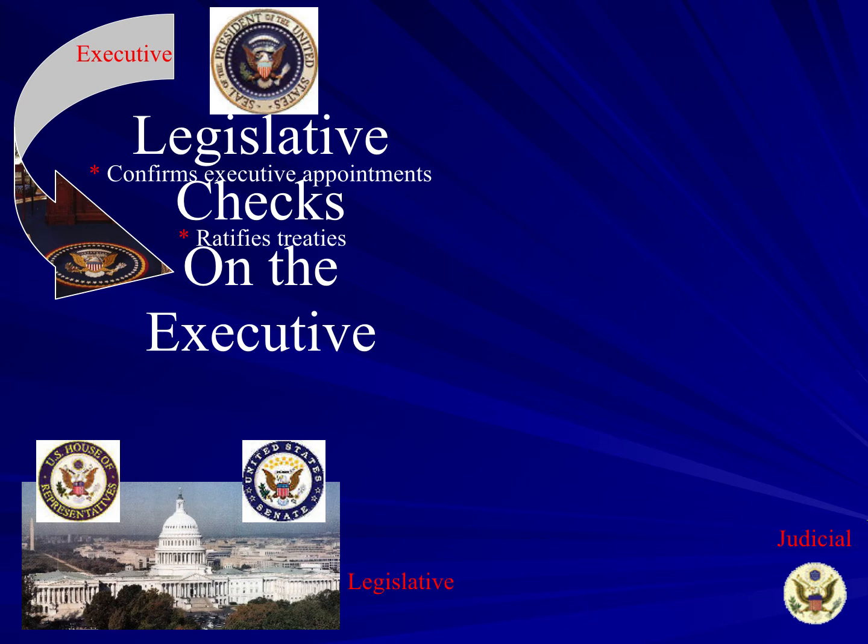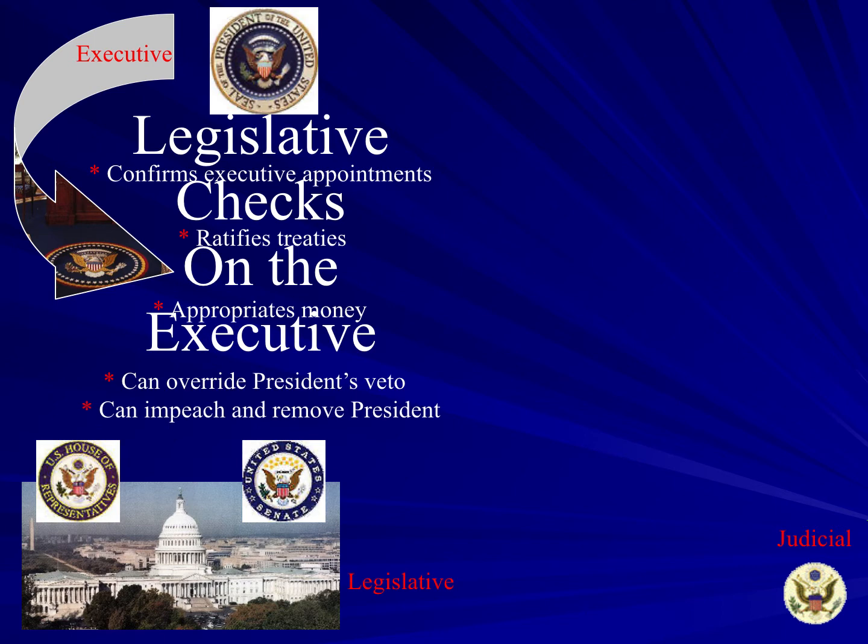They appropriate money, okay? The power of the purse goes to the legislative branch, and they give the executive the amount of money they have, okay? And they can override a president's veto with a two-thirds majority, and they can impeach or remove the president, okay? And we saw that also this year. We saw the president be impeached by the House of Representatives, but not removed by the Senate.